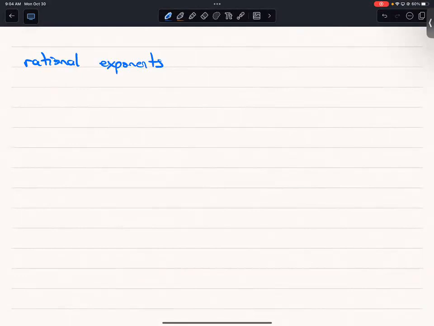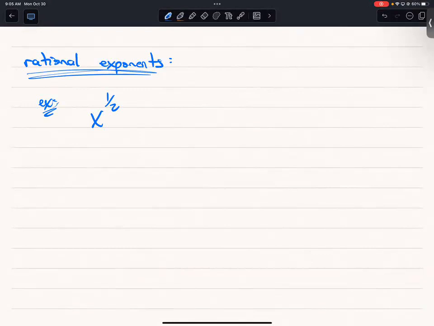And we're mostly going to focus on rational exponents. Again, anything rational means, think fraction. So exponents that are fractions. For example, something like x to the 1/2.